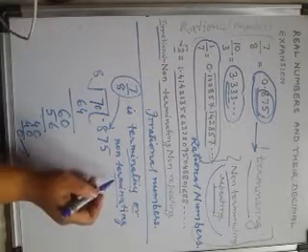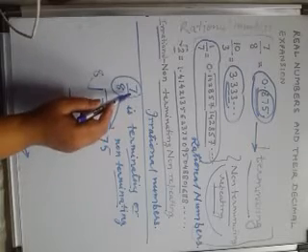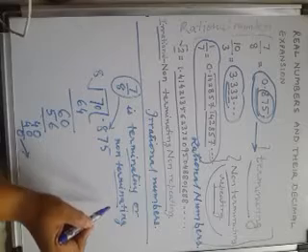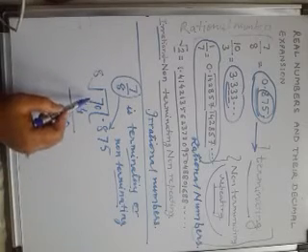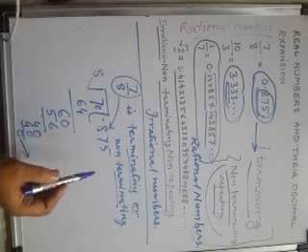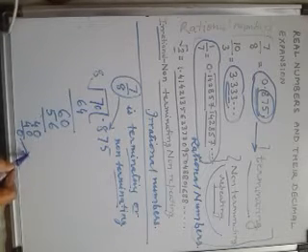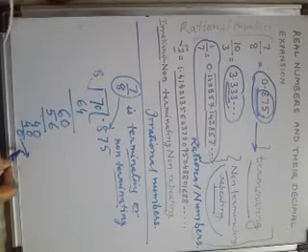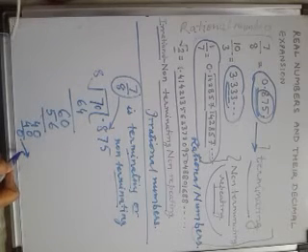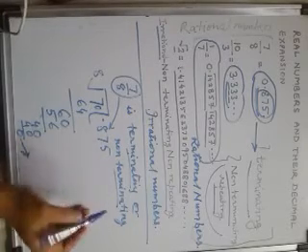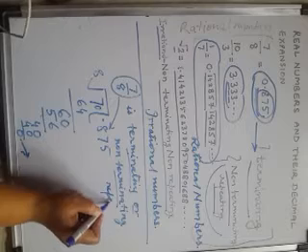Is it clear? One way of finding whether 7 upon 8 is terminating or non-terminating is to divide by the long division method, which we have already studied previously. And if we get the remainder 0, that means it is terminating, and if the remainder does not come out to be 0, then it will be non-terminating repeating rational.